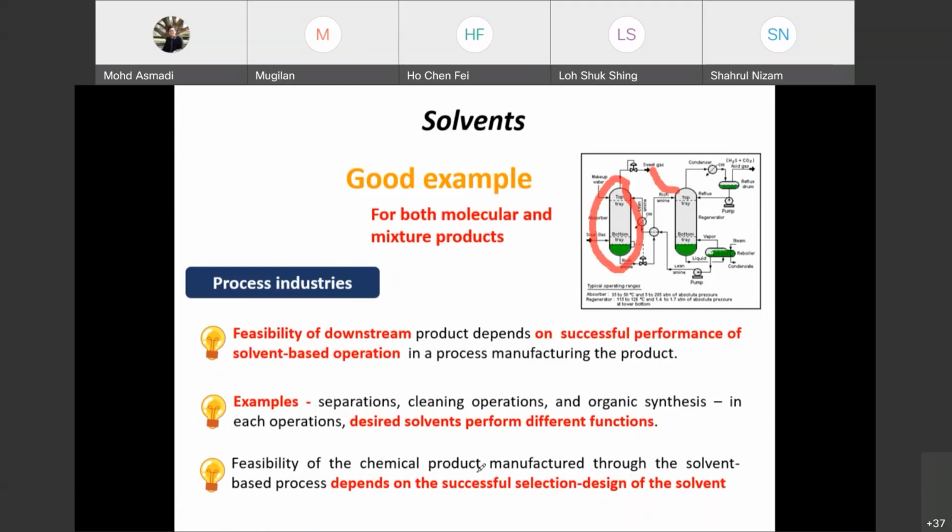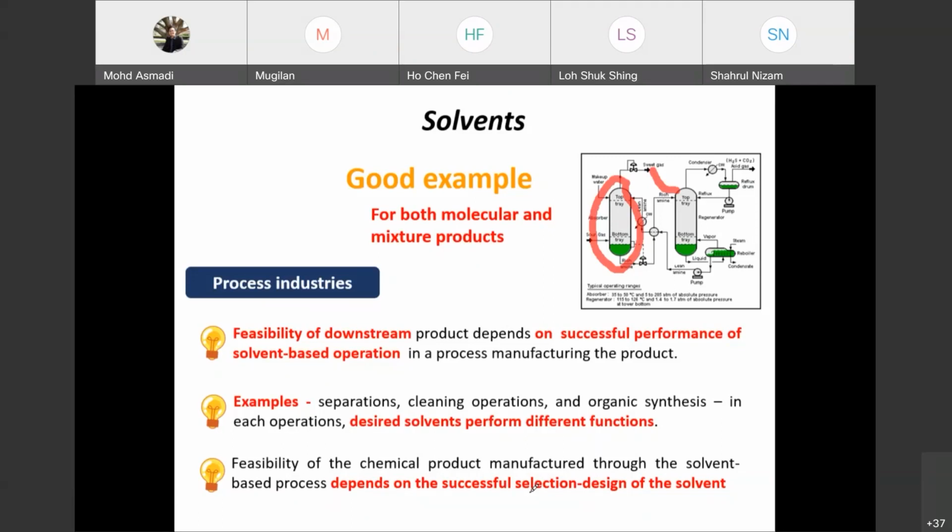So the feasibility of the chemical product manufactured through the solvent-based process depends on the successful selection and design of the solvent. So we have to choose the correct solvent, especially if there is a mixture of compounds you want to separate in the distillation column and there is an azeotrope.